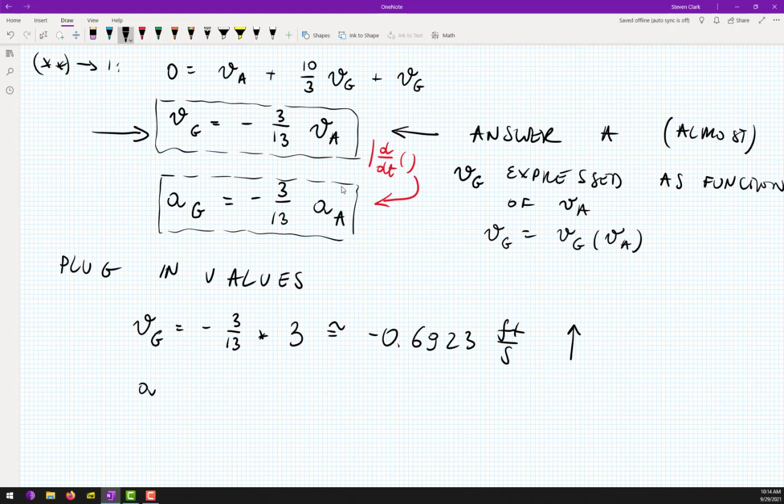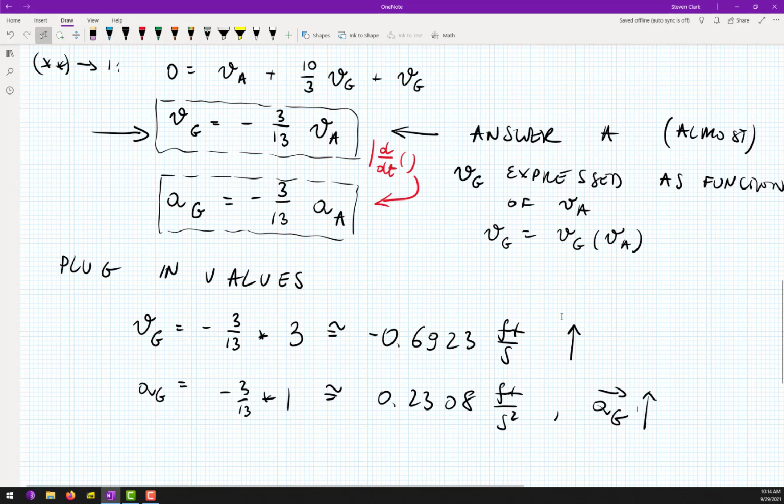And AG is equal to minus 313 times 1. This is approximately 0.2308 feet per second square. And it also goes up. The AG vector points up, as well as the VG vector, okay? That's all, guys. Questions?